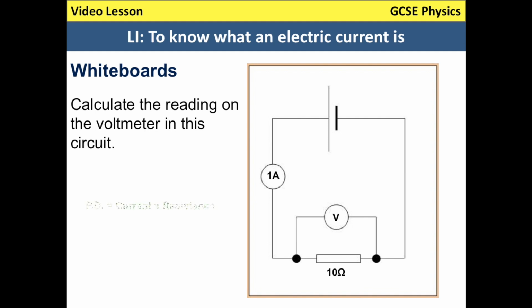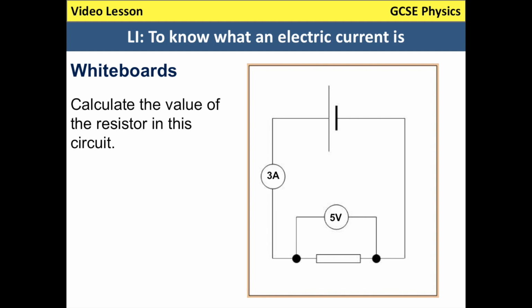So to do this, we will be using the equation we just looked at, which is potential difference equals current times resistance. Now the current is 1, because current is measured in amps, of course, and the resistance is 10, because that is 10 ohms. 1 multiplied by 10 gives us an answer of 10 volts.